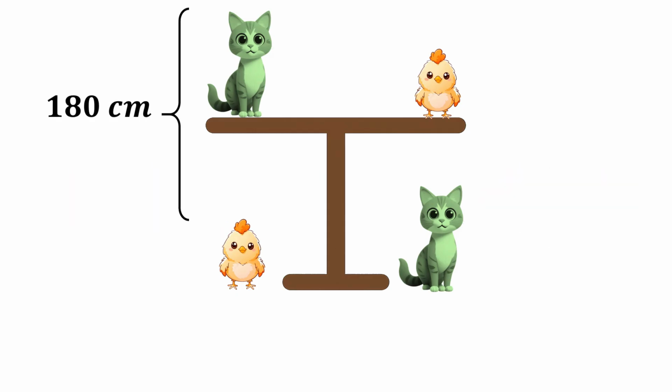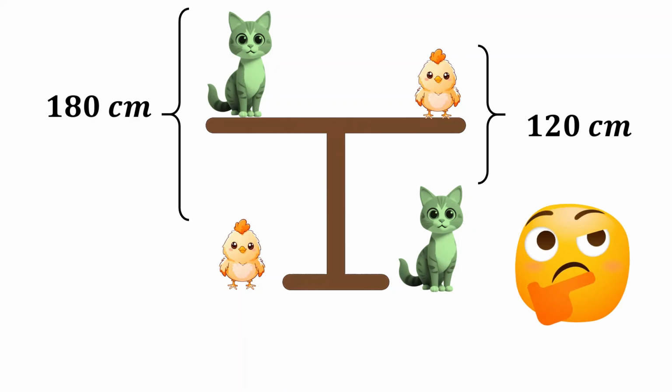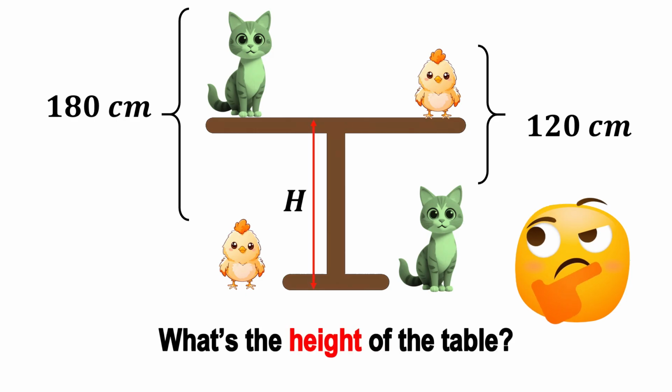In the first case, the distance from the cat's head to the chick's head is 180 centimeters. In the second case, the distance from the chick's head to the cat's head is 120 centimeters. That's it, just those two measurements. So here's the question. What's the height of the table?